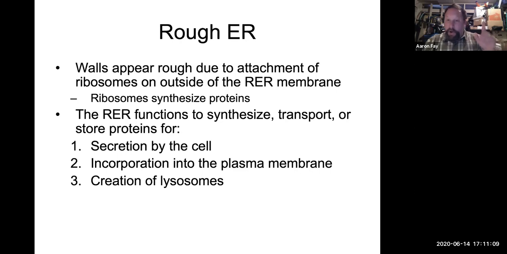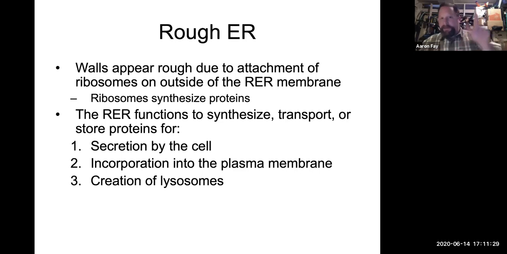So if you don't want the protein outside the cell, if you just want it floating around inside the cytoplasm, it's going to be made by a different ribosome. It's going to be made by what's called a free ribosome. So a free ribosome is floating out in the cytoplasm. That's where you make your protein.